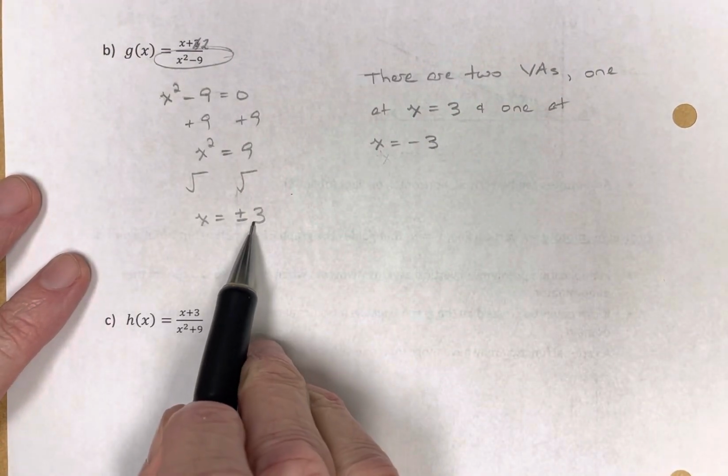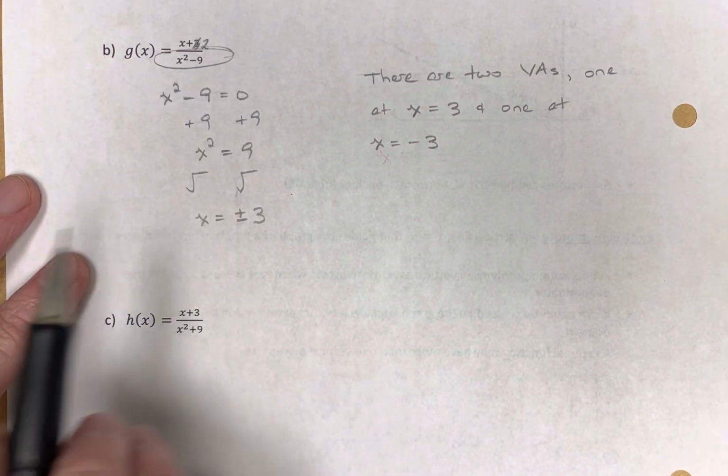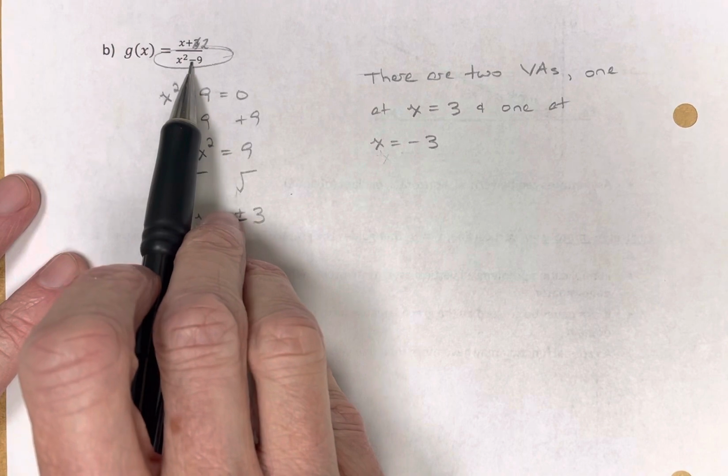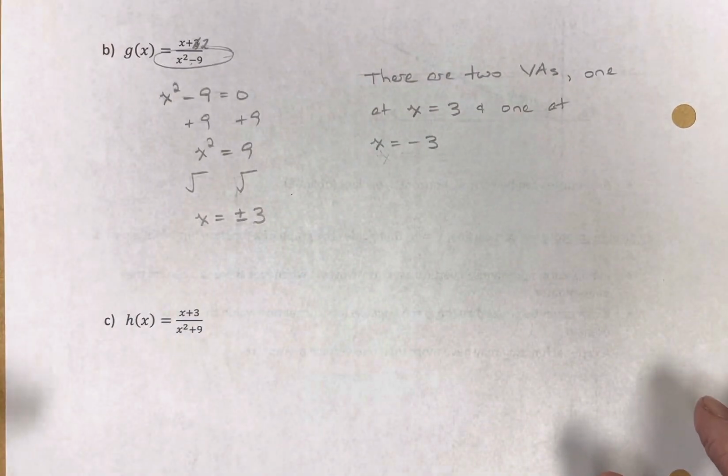So 2 numbers cannot be put into our function. They are both undefined. And if they're undefined, they are vertical asymptotes in the graph. Am I clear? Yeah, let's take a look.